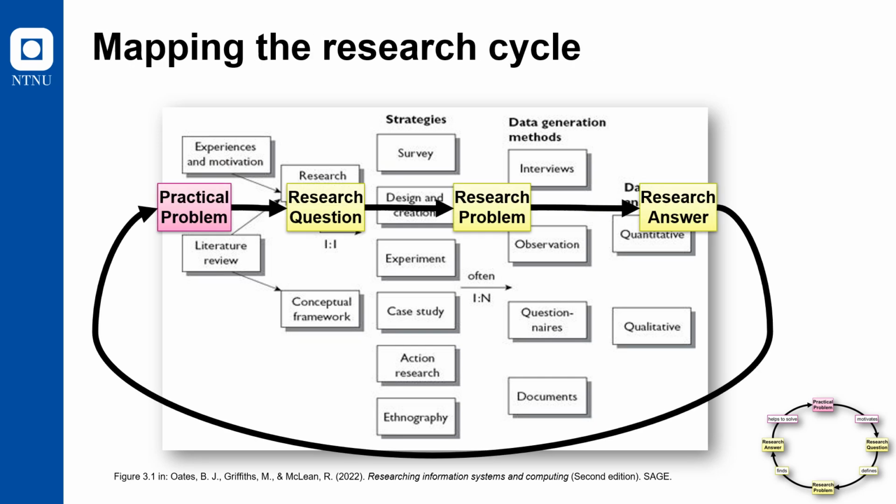Here you can see how the elements from the research cycle we discussed earlier correspond to the different parts of the research design framework. This is not an exact mapping. Also note that figure 3.1 from Oates et al. does not explicitly show the iterative nature of research as evident from the idea of the research cycle. But implicitly we assume that most research is iterative. So what do the different parts of the design framework mean?